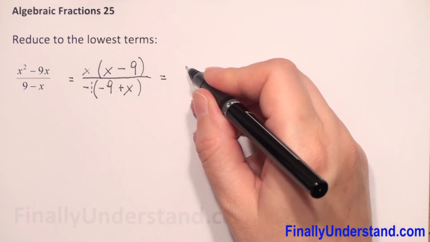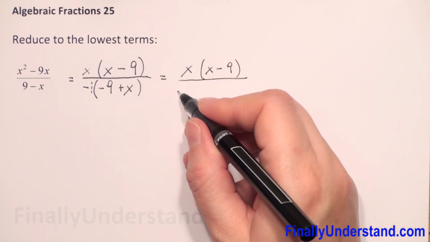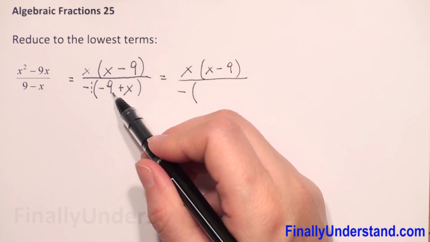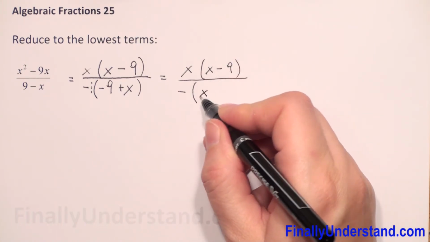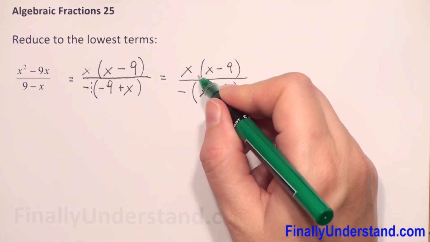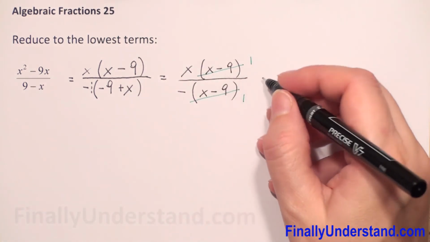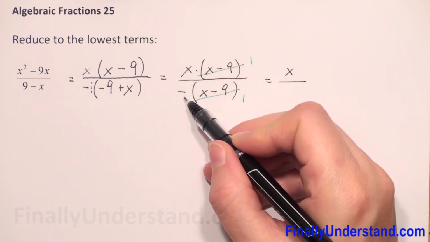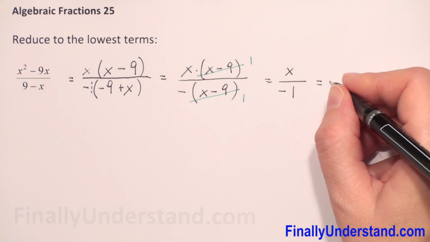So now this is equal to x, we have to copy, times x minus 9, and in the denominator we have a negative sign, we don't have to write the 1, and now we will change. First we will put x, because we have x in the numerator in parentheses, and next we will put negative 9. So now we see that we can reduce: x minus 9 divided by x minus 9 is 1, and we have x times 1 is x, because here is multiplication, and negative 1 times 1 is negative 1. x divided by negative 1 is negative x.